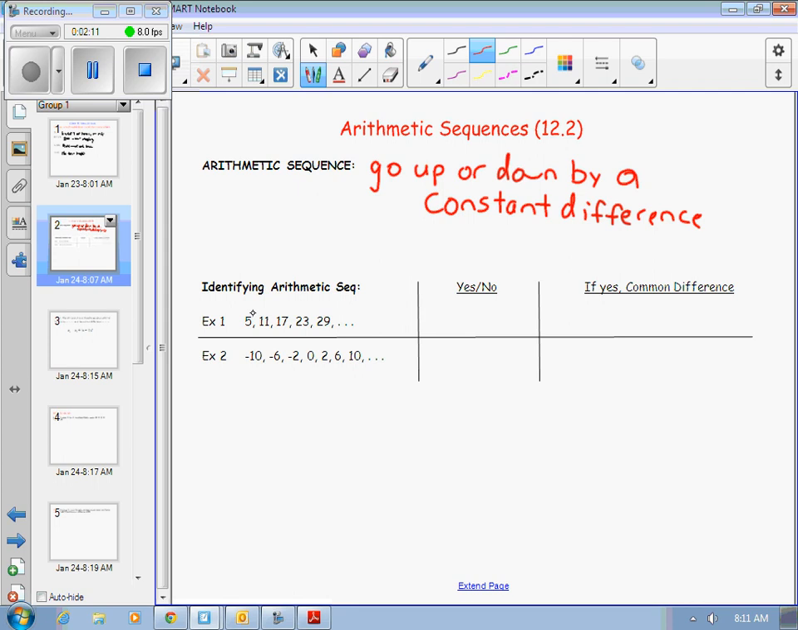So this guy here, from 5 to 11 plus 6, 11 to 17 plus 6, pretty clearly we're going up by 6 each time. So this would be classified as an arithmetic sequence. And the common difference is plus 6, and that's going to be represented with the letter D. In this one, we're adding 4, and then we jump and we add 2 a couple times, so that's no, and therefore it doesn't have a common difference.